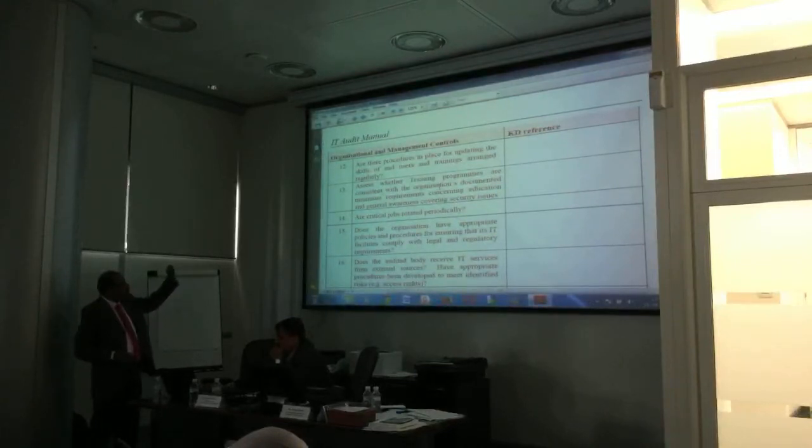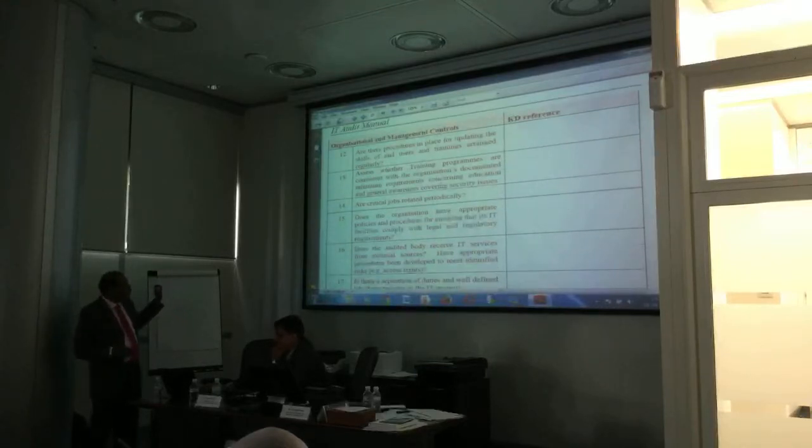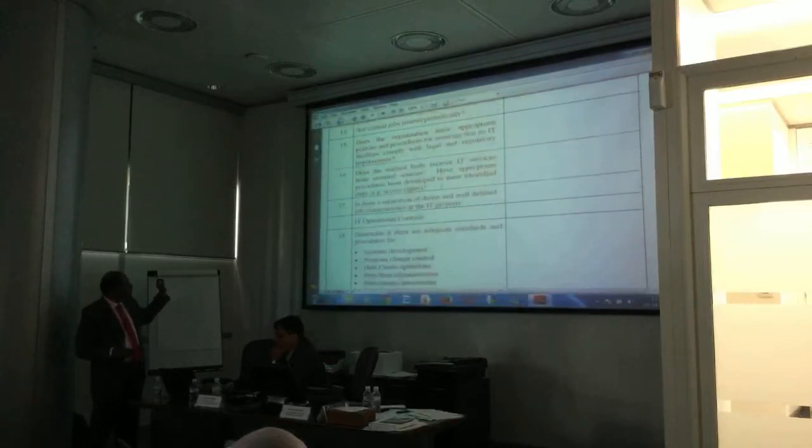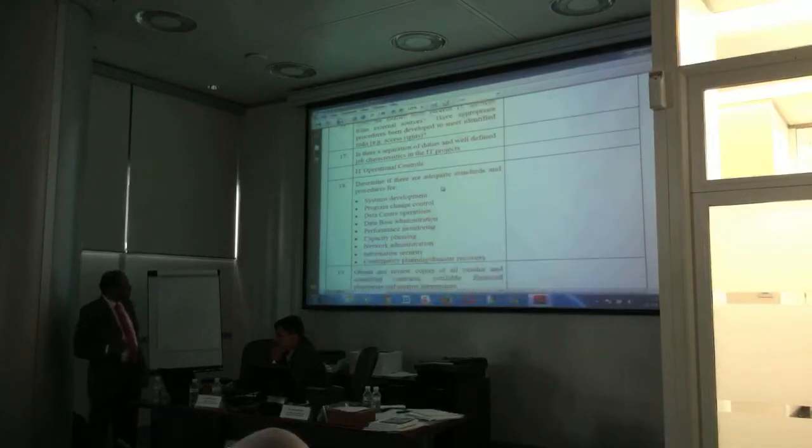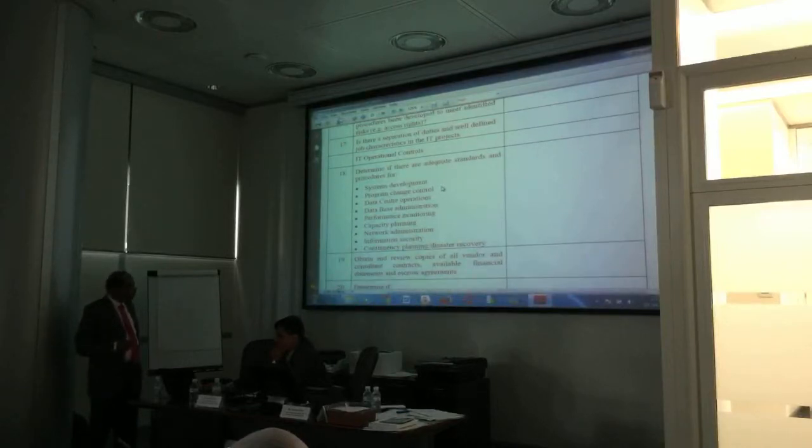Are there procedures in place for updating the skill of end users, and is training arranged regularly? This is a general thing. Next. Determine if there are adequate standards and procedures for these activities: data center operation, program change control, information security. So you will get to know.